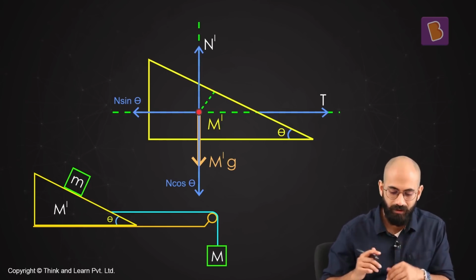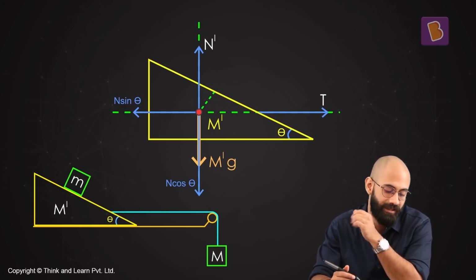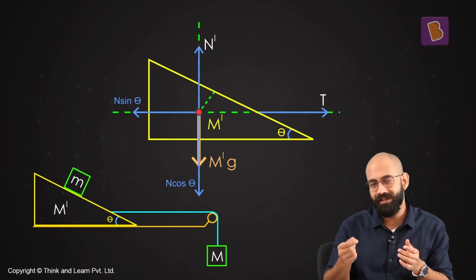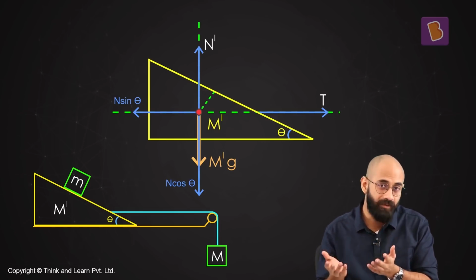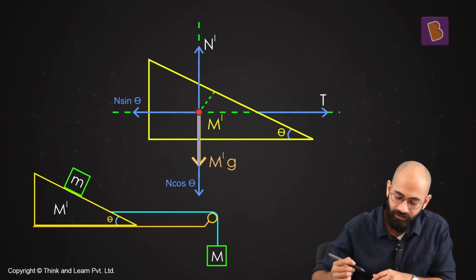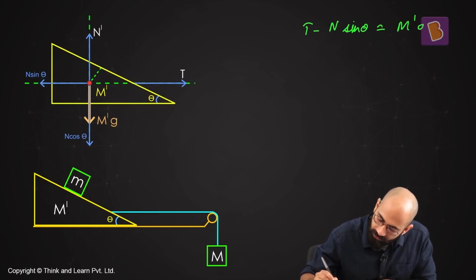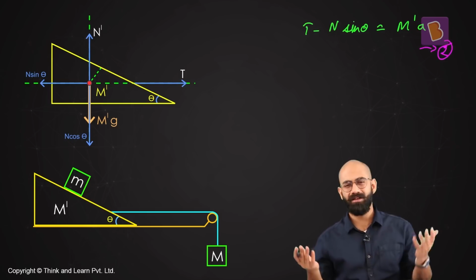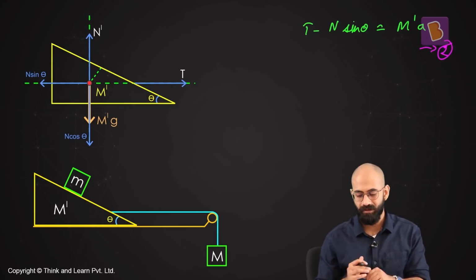Now let's just concentrate on the horizontal direction. Now we know that this wedge is moving with an acceleration a. It has to move with the same acceleration as that of capital M because they're constrained by the string. If M is moving down with the acceleration of A, then this wedge should also move in the sideward direction with the same acceleration A. So T minus N sin theta should be equal to M dash into A. This is the important equation. The vertical direction doesn't really matter to us because it brings in another force N dash, which doesn't really help us out in any way. So let's not write that for now.